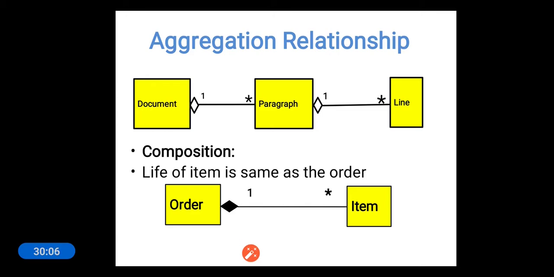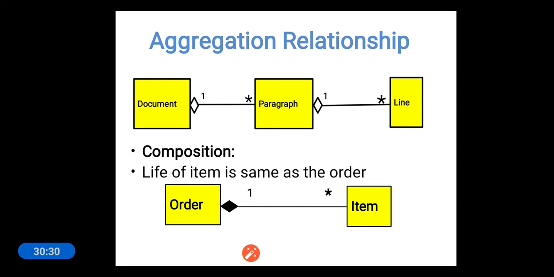See here, a document is composed of paragraphs. That means the document is a composite object. So for a document, we use the diamond symbol. It's similar to a line with a directed arrow, but instead of a directed arrow, here we are using a diamond symbol. Okay, so that is the aggregation.